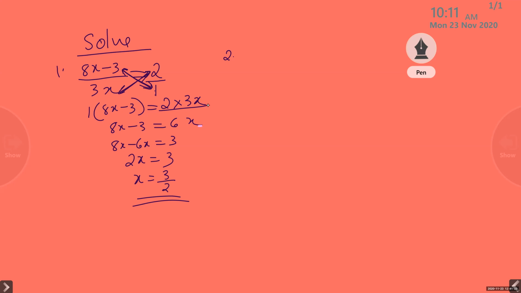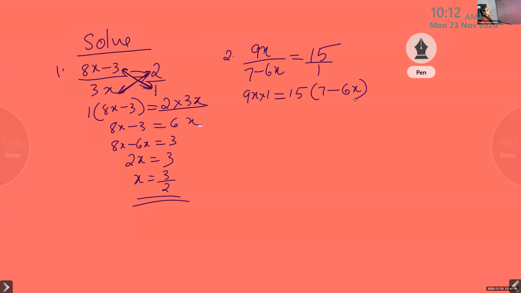Second question. 9x divided by (7 minus 6x) equal to 15. Ma'am, your video is off. Here also we can write 15 by 1, like the last question, and cross multiply. Very good. So we have 9x into 1 equal to 15 into (7 minus 6x). 9x equal to 15 into 7 minus 15 into 6x.